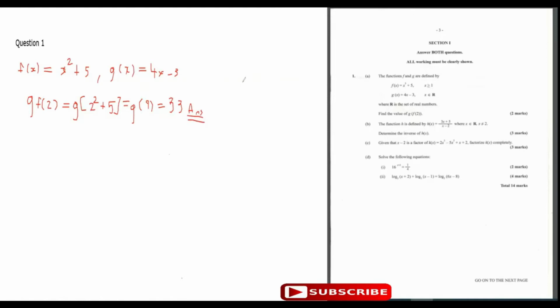Now the second part of the question says h of x is 3x plus 5 over x minus 2, and find the inverse. So this is part A. Now we're doing part B. They say that h of x is equal to 3x plus 5 over x minus 2.